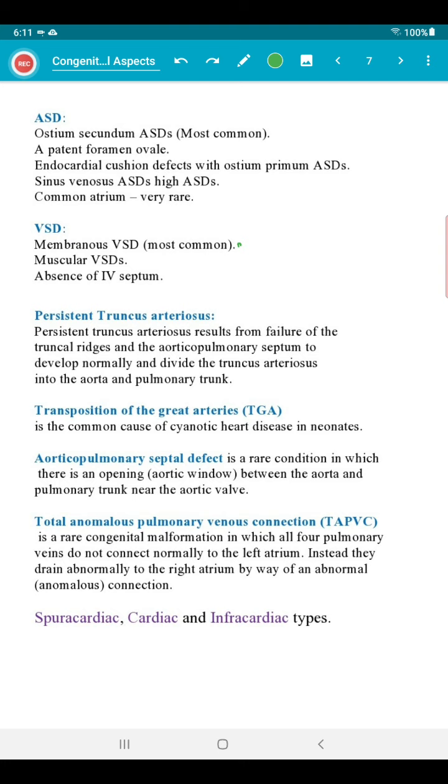Aortopulmonary septal defect is a rare condition in which there is an opening or aortic window between the aorta and the pulmonary trunk near the aortic valve. And TAPVC or total anomalous pulmonary venous connection is a rare congenital malformation again in which all 4 pulmonary veins do not connect normally to the left atrium. Instead, they drain abnormally to the right atrium by way of an anomalous connection. It may be of 3 subtypes: one is supracardiac, one is cardiac, and one is infracardiac. Remember this.